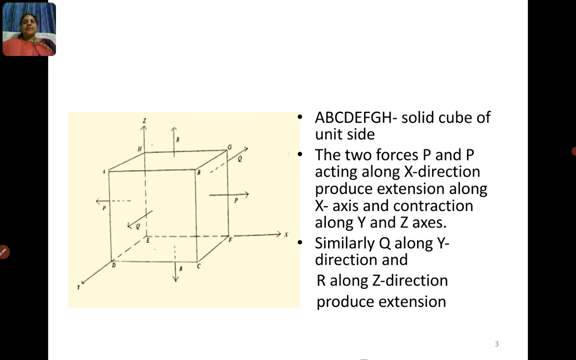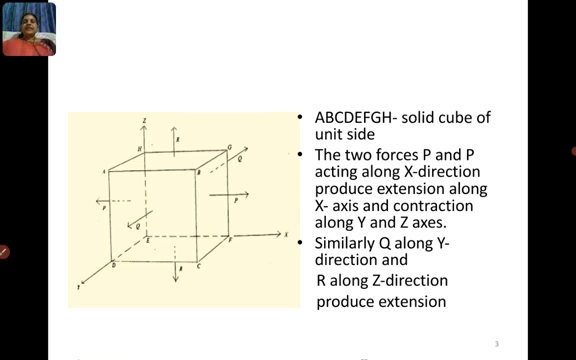For this purpose, we have to consider one solid cube of unit side. Here A, B, C, D, E, F, G, H is a solid cube. It has unit side, unit area and unit volume.